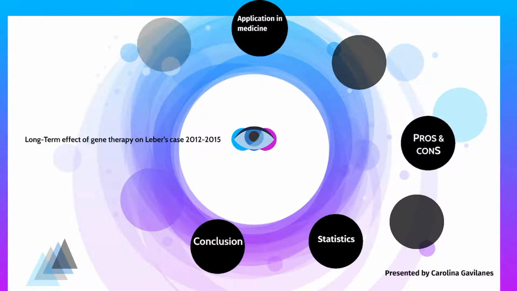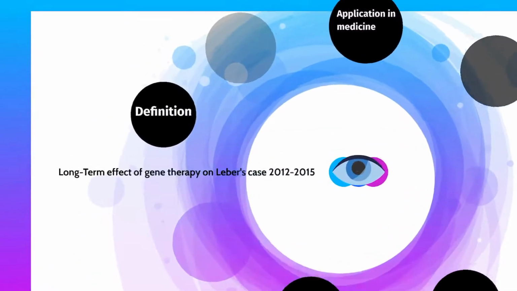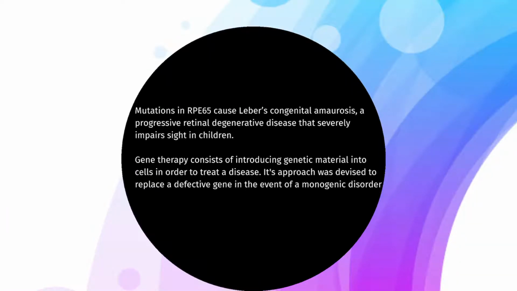Long-term effect of gene therapy on Leber case, 2012-2015. Definition. Mutation in RPE65 causes Leber congenital amaurosis.